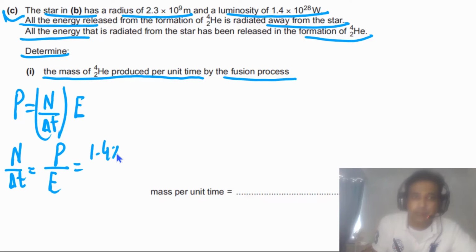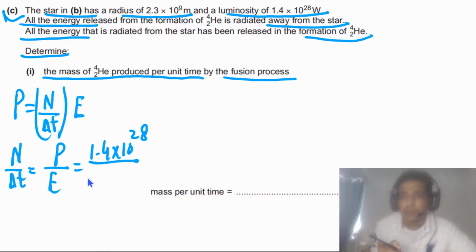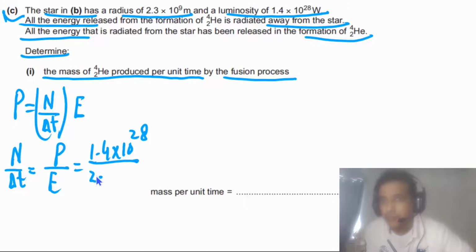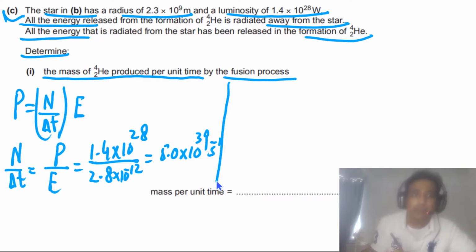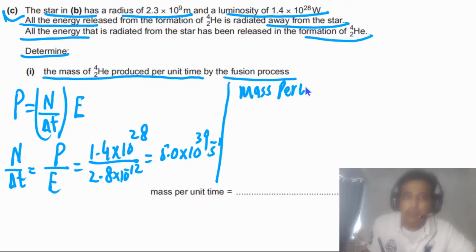Power we have, that is 1.4 times 10 to the 28 watts, and the energy released in one nuclear reaction is equal to 2.8 times 10 to the minus 12 joules. If we solve this, we can find the number of atoms produced per second. We will get 5.0 times 10 to the 39. These are the number of helium atoms produced per second, but we need to calculate the mass produced per unit time.